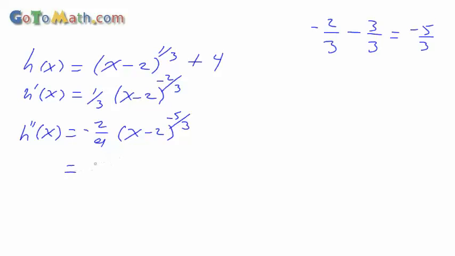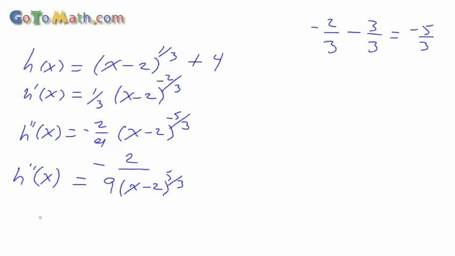Okay, I'm going to go ahead and rewrite this. We have negative 2 up in the numerator, 9, and x minus 2 to the 5/3. You might want to review your fractions. I need to line my stuff up a little better. Sorry about that. Okay, where are we at?